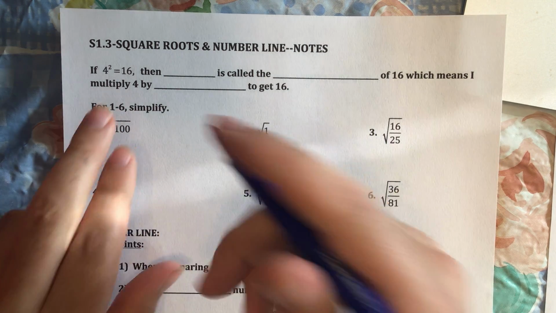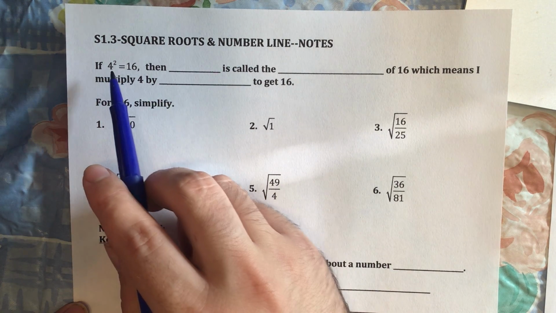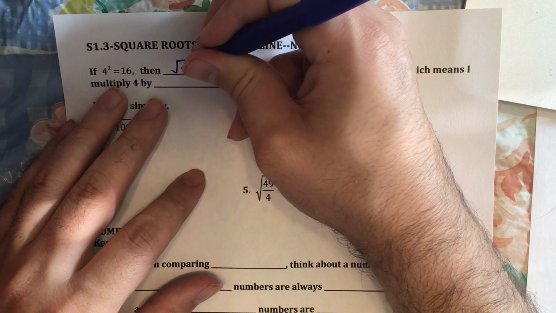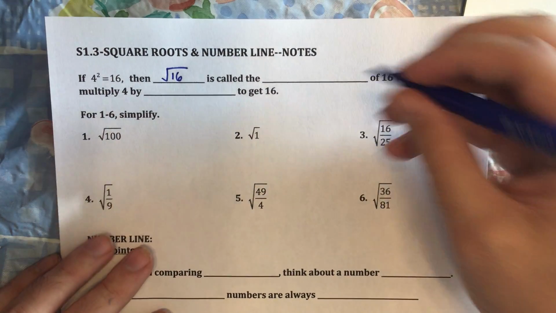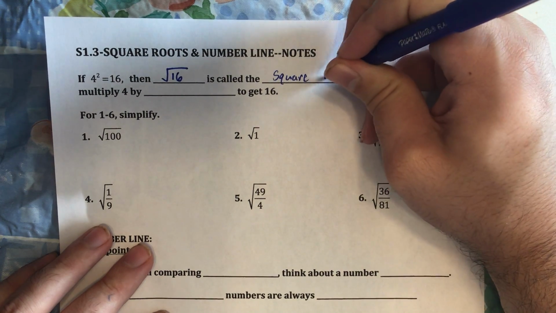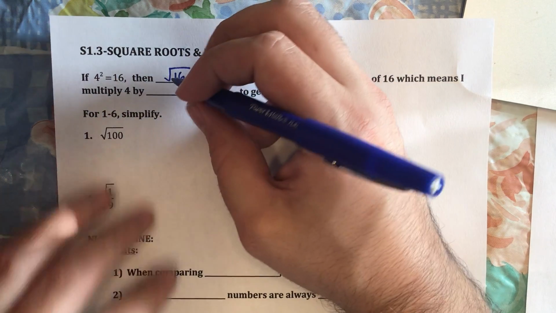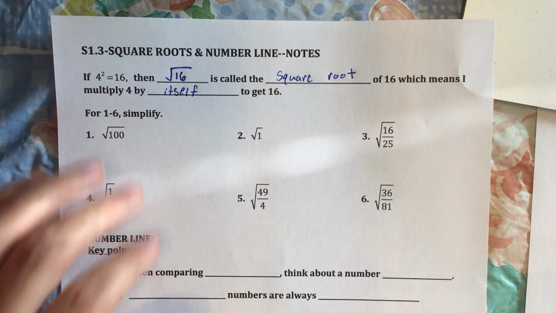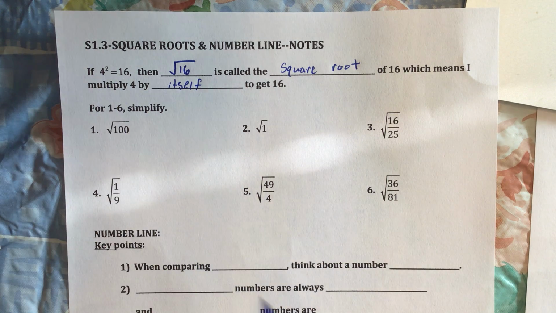So if you remember that 4 squared equals 16, because that means 4 times 4 equals 16, then what that means, if we did this, which you probably have seen in junior high, it's called the square root. Square root of 16, which means I multiply 4 by itself to get 16. Okay? It's kind of the exact opposite of the exponent there of 2.